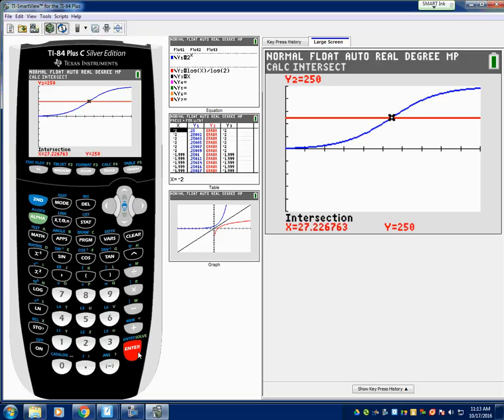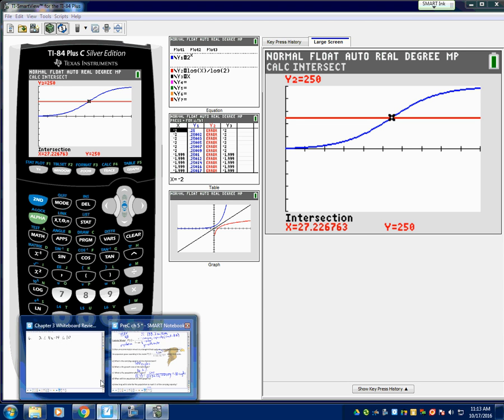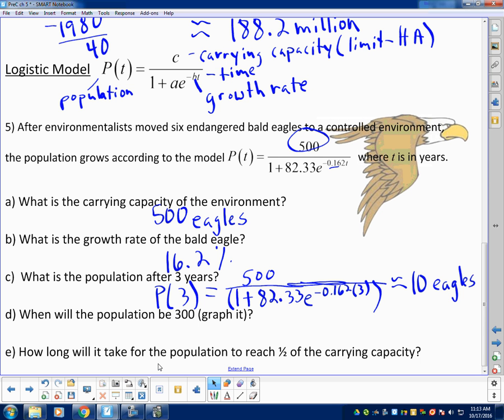Well, actually not quickly, but what I'm saying is there's not a big difference between when you reach half the carrying capacity up to 300. It's relatively quickly. And then it's going to slow down after that. So 29.7 and 27.2 years.